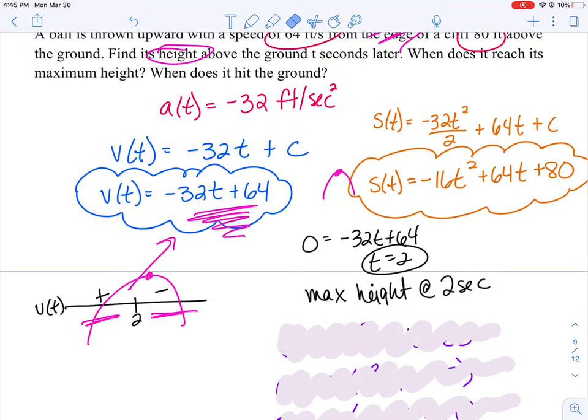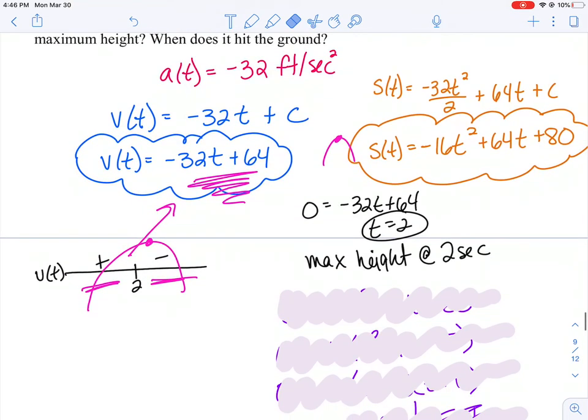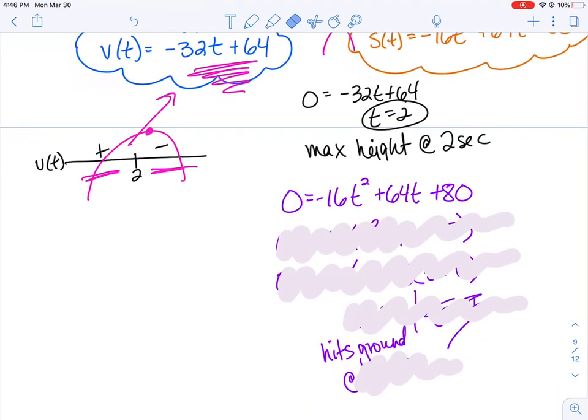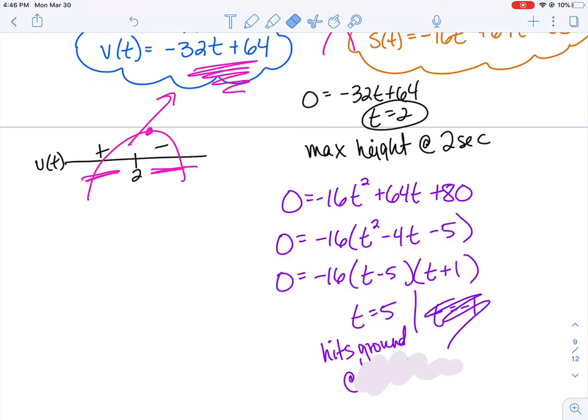All right, the last part of the question says, when does it hit the ground? Well, I know that it hits the ground when my position is 0, right? So I can set my position equal to 0, and I can figure out when this ball will hit the ground. I can solve, I can factor, and I ended up getting t equals 5 and t equals negative 1. But you notice I've crossed off the negative 1 because it doesn't make sense for time to be negative 1 seconds. But it does make sense that t equals 5, and that means that the ball, or whatever this object is, hits the ground after 5 seconds.